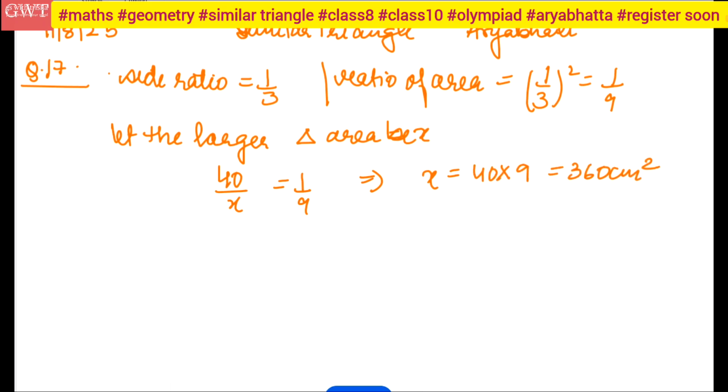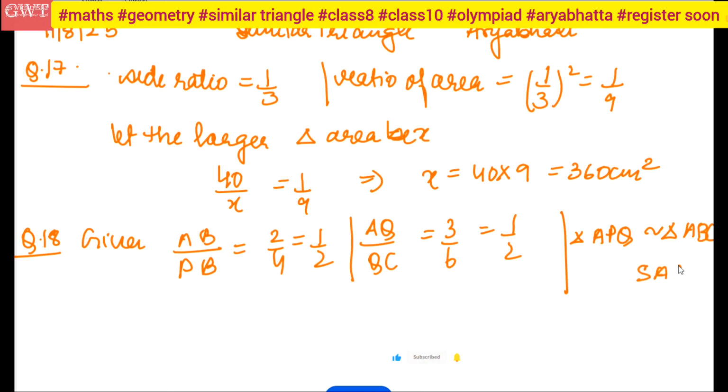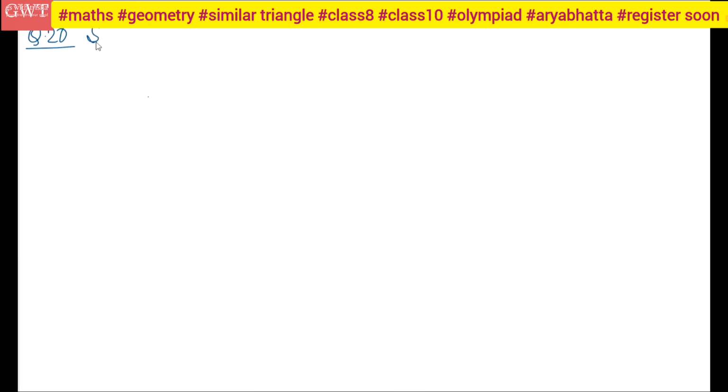Okay. See question number 18. We have given AB upon PB is equal to 2 upon 4, or I can say 1 upon 2, right? Again AQ upon QC is given 3 by 6, or I can say 1 upon 2. So these two triangles, see, my triangle APQ is similar to triangle ABC, and by which property? SAS property. Okay, so if they are similar, then I can say that PQ upon BC is equal to 1 upon 3, or I can directly say that BC is equal to 3PQ, and they are asking that only. So it is proved.